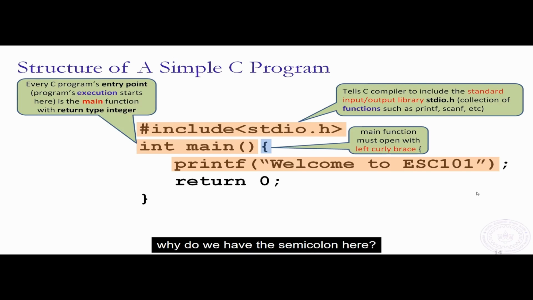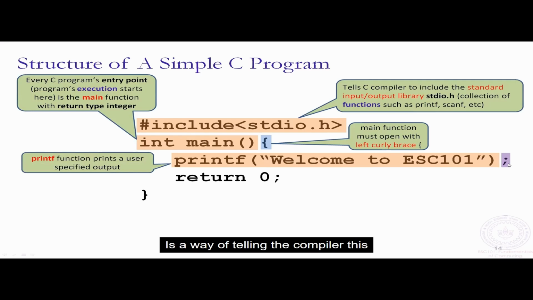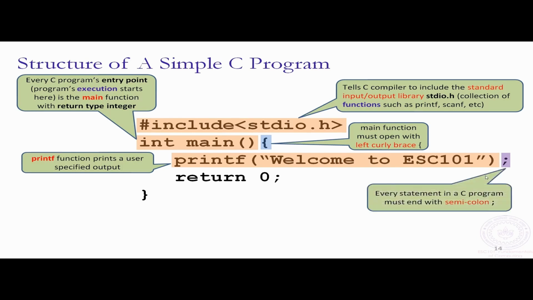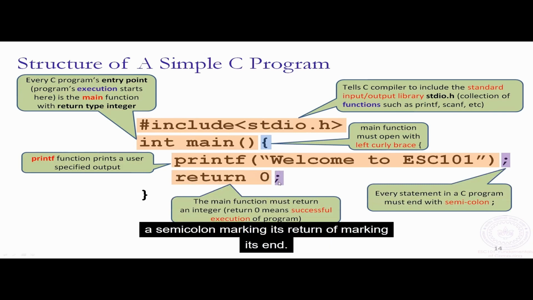And then why do we have this semicolon here? The semicolon is a way of telling the compiler this is one statement. One statement corresponds to one instruction in the assembly language that the compiler is going to translate this program to. And so this one statement, the end of the statement is marked by the semicolon. And similarly, the return 0 statement also has a semicolon marking its end.